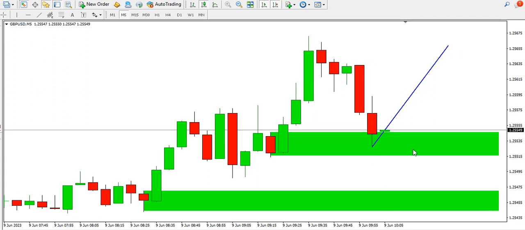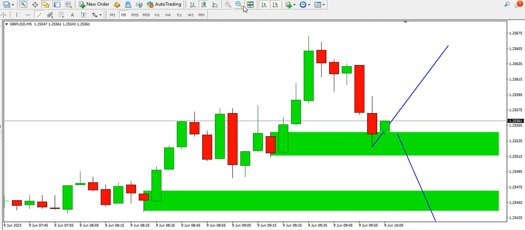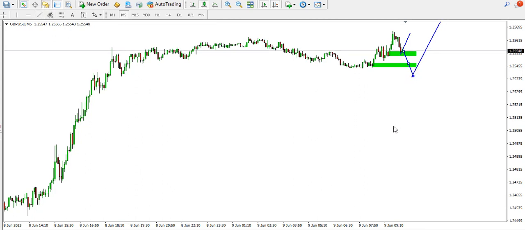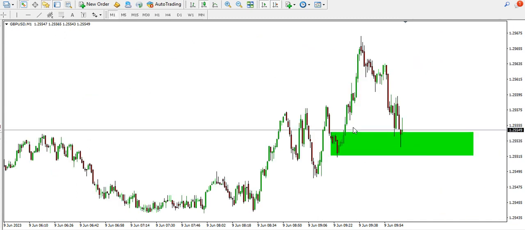But if the two order blocks get broken, if price breaks the two order blocks, then we might consider selling for now, or we might wait for price to grab liquidity and then take a bounce to the top side. So that's that for the 5 minutes time frame. On the 1 minute time frame, price is currently ranging.